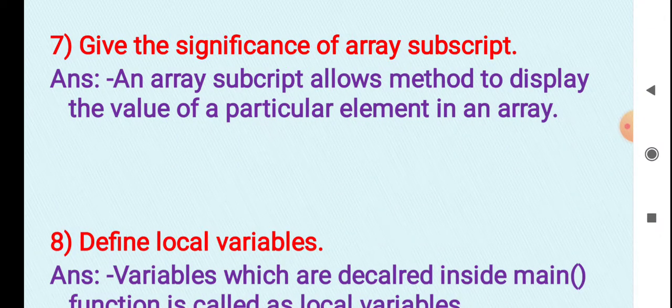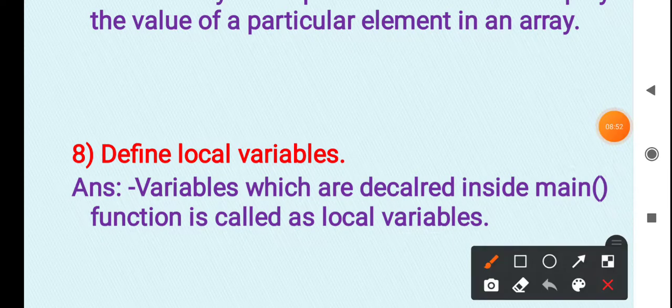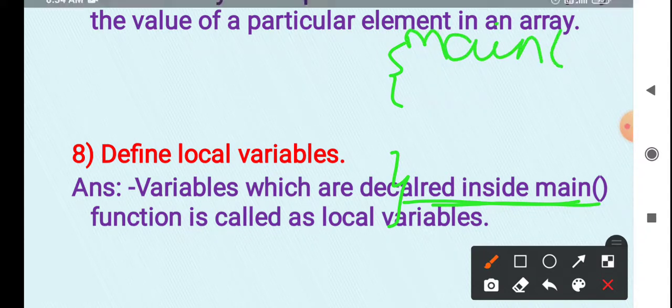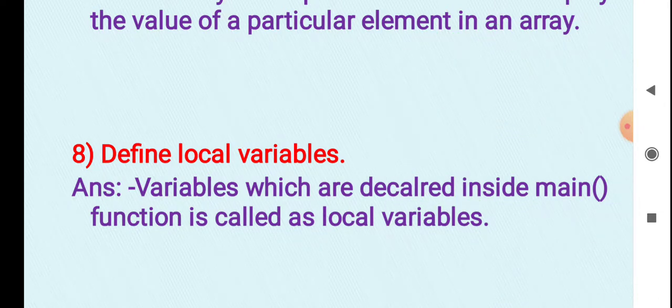Okay. So next question, define local variables. Local variables means what? The variables which are declared inside the main function. So inside the main function there are curly braces, like this. Within these curly braces, if you are declaring the variables, then they are called local variables. Okay.